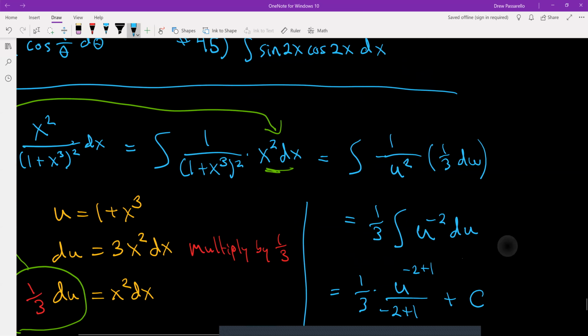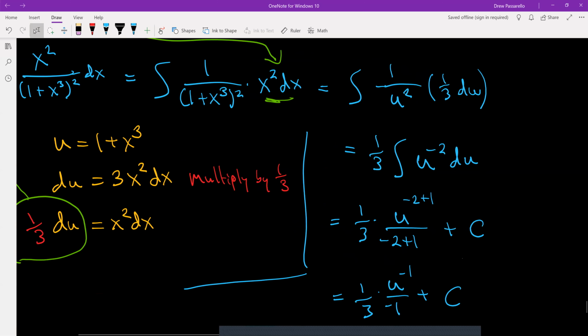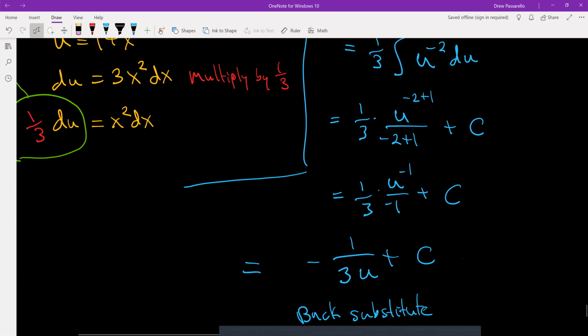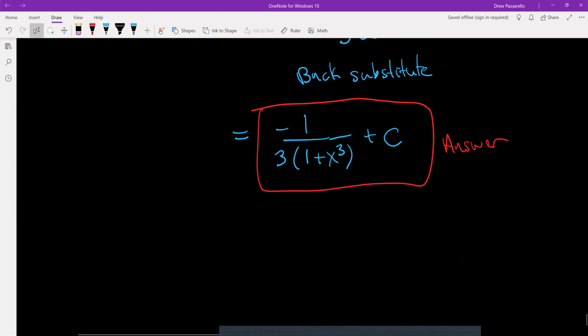And again, I'll let u be the more complicated stuff, the 1 plus x cubed, and then the derivative of 1 plus x cubed is 3x squared. And then I have the dx so that I can substitute it in for x squared dx, but I had to multiply both sides by 1/3. So that way I'll have 1/3 du is equal to x squared dx. So I get rid of the 3, and I do 1/3 times 3. Then I just substitute everything in, and then integrate, and then back substitute.